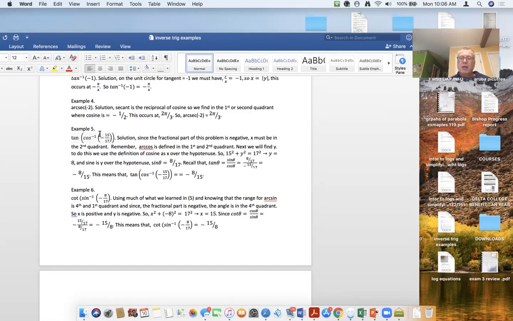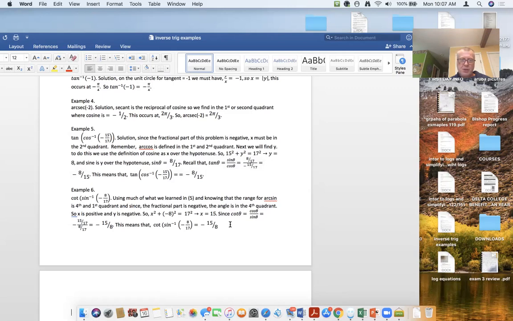Because remember, cosine is x over the hypotenuse. And so using the Pythagorean theorem, minus 15 squared plus y squared equals 17 squared, which implies that y is 8. So that means that the sine of theta is 8 over 17. How does that help? Well, remember, tangent is sine over cosine. So it's going to be 8 over 17 over minus 15 over 17, which the 17s reduce out and give us minus 8 over 15. So that means the tangent of the cosine inverse of minus 15 over 17 equals minus 8 over 15.